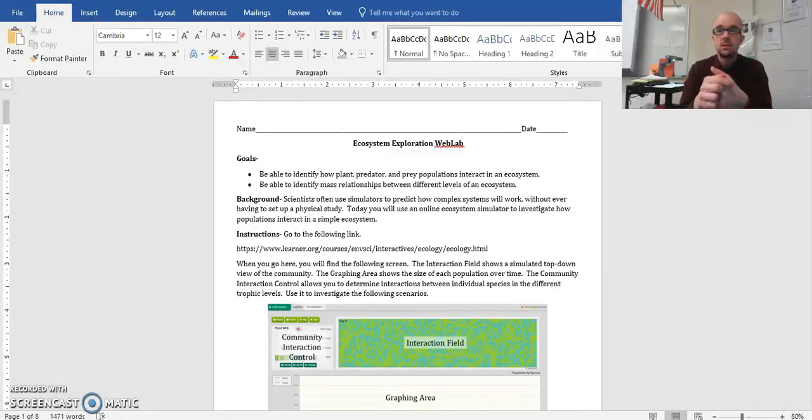Well, in this simulator that we're going to be working on, I'm putting you at the controls of this ecosystem. You can control what's going on here. So in order to meet our goals, to identify how plant, predator, and prey populations interact in an ecosystem and to identify mass relationships between different levels in an ecosystem, here's what you're going to do.